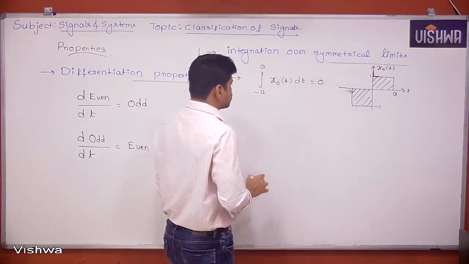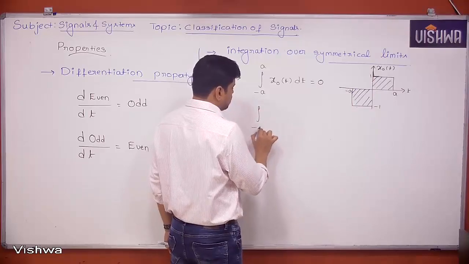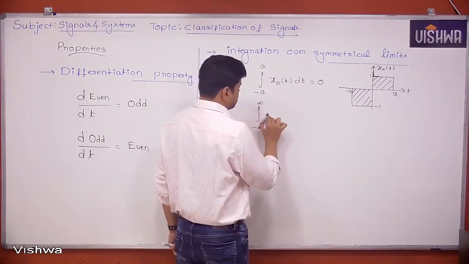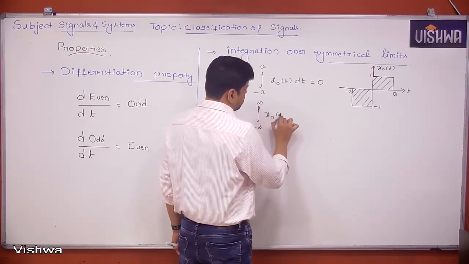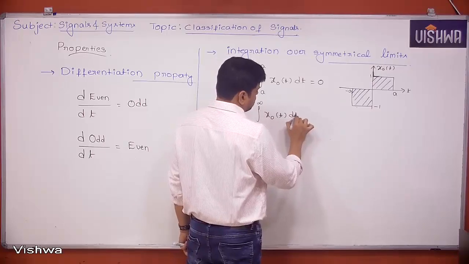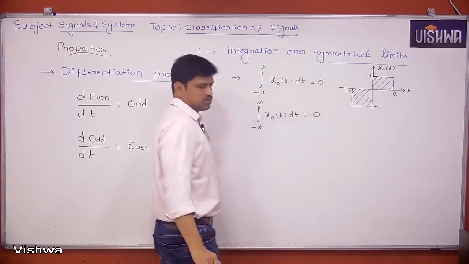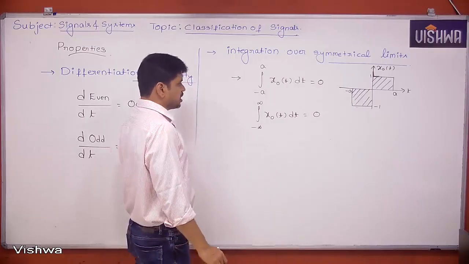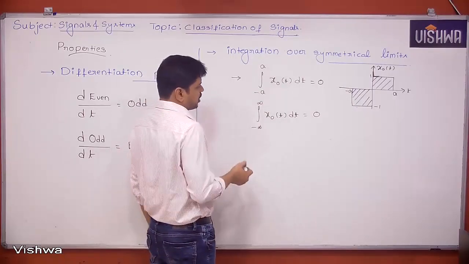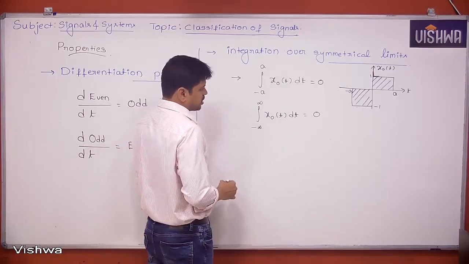I can extend this to the integral from minus infinity to infinity of x odd part dt. It is also symmetrical limits, so it is also going to give you 0. Symmetrical limits means maybe constant values or maybe minus infinity to plus infinity.